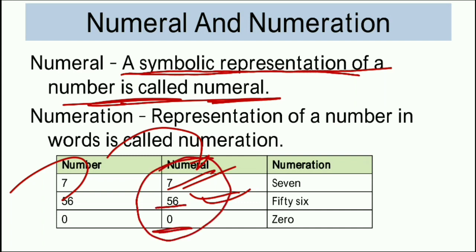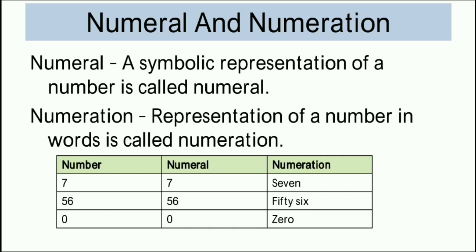So these are numerals. But if the same number is represented in words, then that is known as numeration. SEVEN for 7 is numeration. FIFTY SIX for 56 is numeration. I hope that you have understood the difference between numeral and numeration.